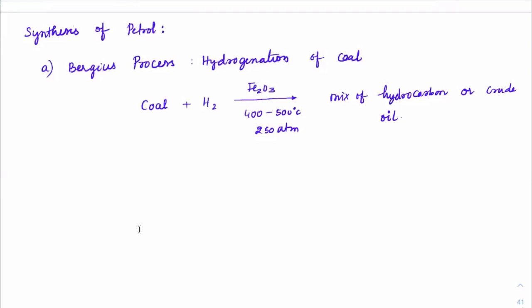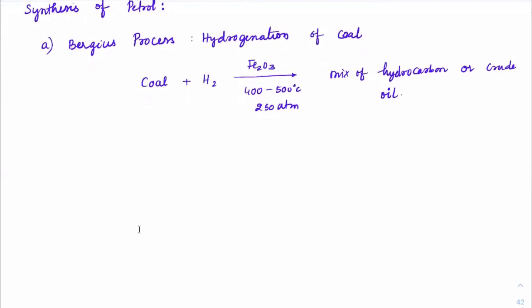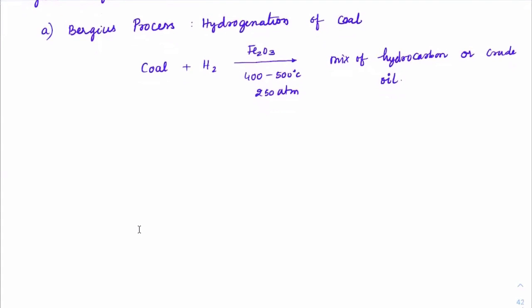Okay. This much detail is enough. Otherwise, synthetic petrol is a huge topic, the Burgess process, how it goes. JEE level, this is how much you need to know. How the coal is being treated with H2 and what we get.